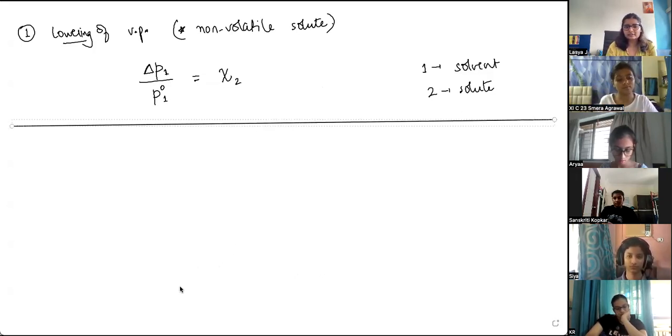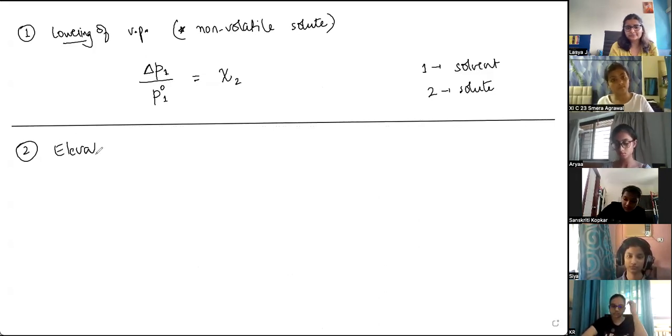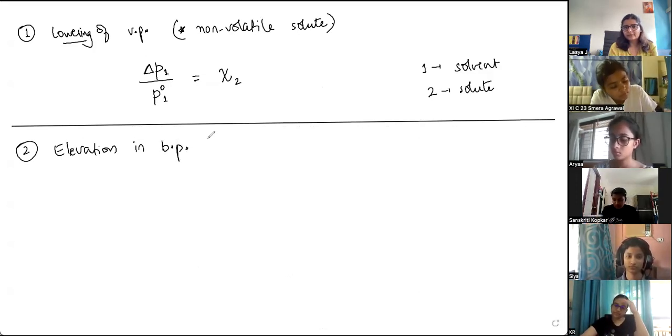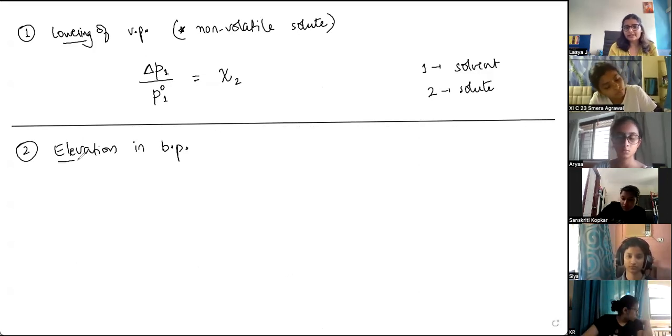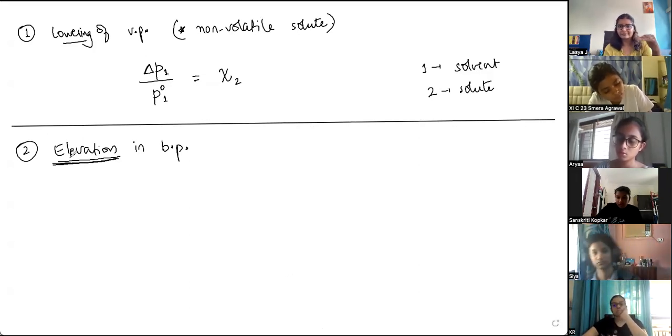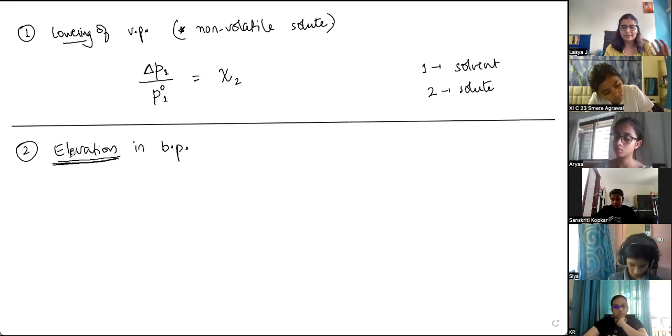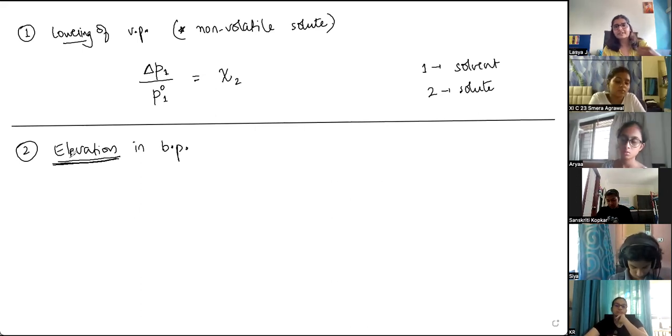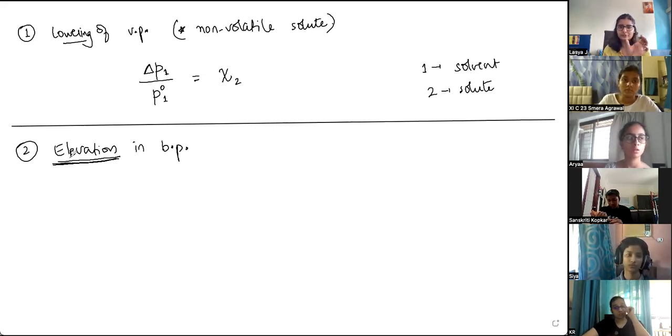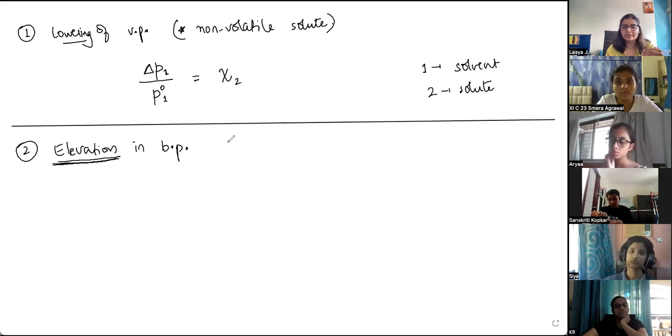Okay. Next, the other effects are elevation of boiling point. Again, the colligative property here is the elevation part of it. By how much is the boiling point being raised? The final boiling point will depend on the solvent absolutely. If water is 100, then if it's raised by 0.2 degrees Celsius, it'll be 100.2 degrees Celsius. So that 0.2, 0.3, by how much it's raising alone depends on the number of solute particles.